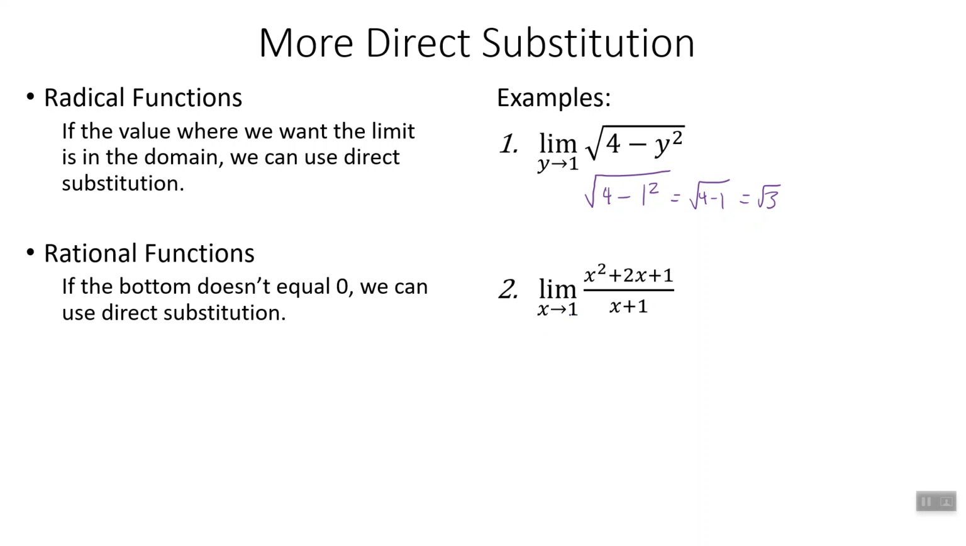Next, the limit as x goes to 1. In this guy, well, let's just plug in 1 and see what happens. So we get 1 squared plus 2 times 1 is 2, plus 1 at the end there, over 1 plus 1. So 1 plus 2 plus 1 is 4. 1 plus 1 is 2. And we just get that our limit here is 2.